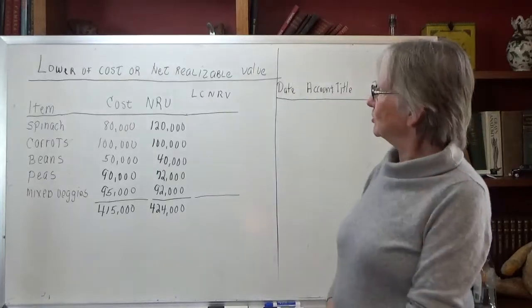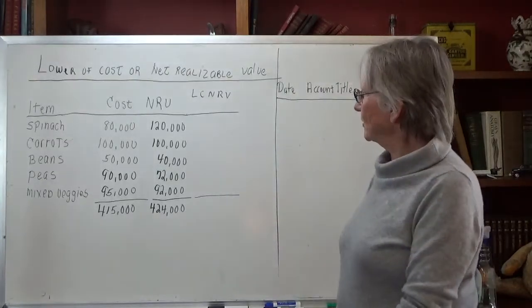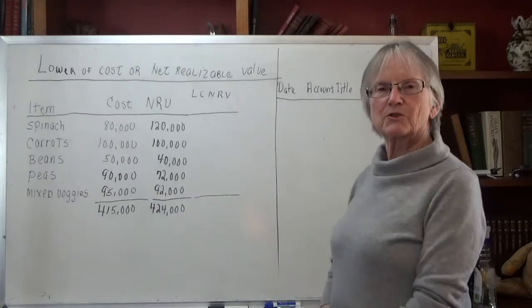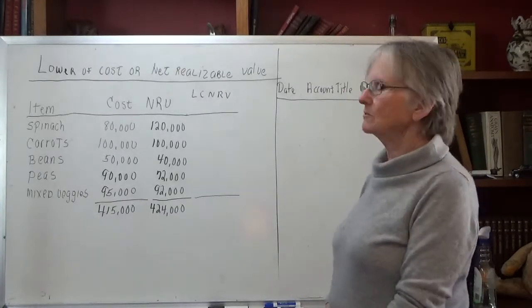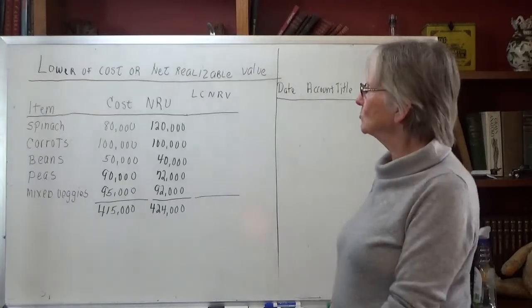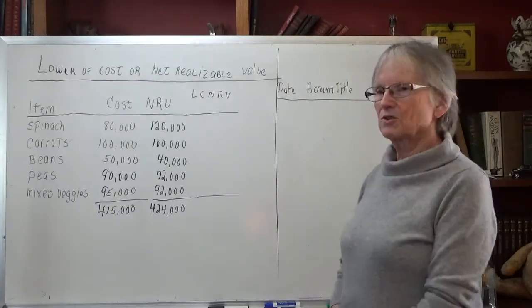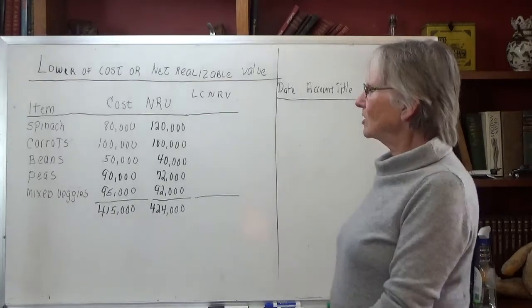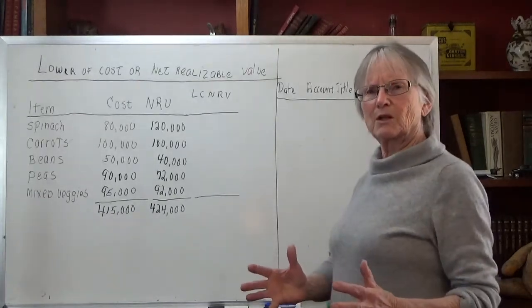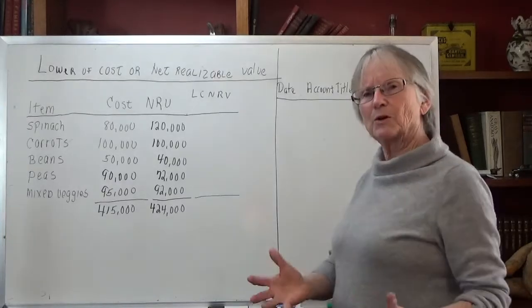So I'm going to talk about lower of cost or net realizable value. Your book talks about lower of cost or market. Within recent memory, FASB, Financial Accounting Standards Board, wanted to simplify the accounting for inventory. And so they said, oh, we're just going to use lower of cost or net realizable value. And we'll just have that one way of doing it.